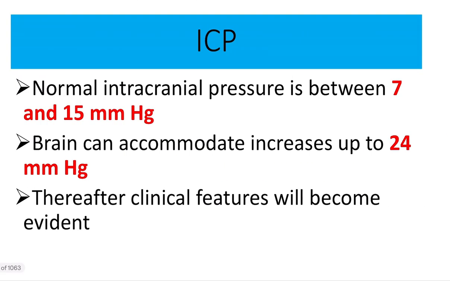See the ICP, that means intracranial pressure. So the normal range of intracranial pressure, here we can see, is 7 to 15 millimeter of mercury, and the brain can accommodate increases up to 24 millimeter of mercury. Therefore clinical features will become evident. That means normal intracranial pressure ranges between 7 and 15 millimeter mercury, but when it exceeds 24 millimeter mercury, then clinical features develop. So normal intracranial pressure is 7 to 15 millimeter of mercury.